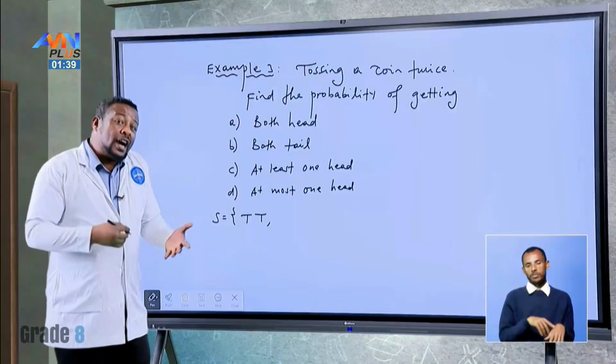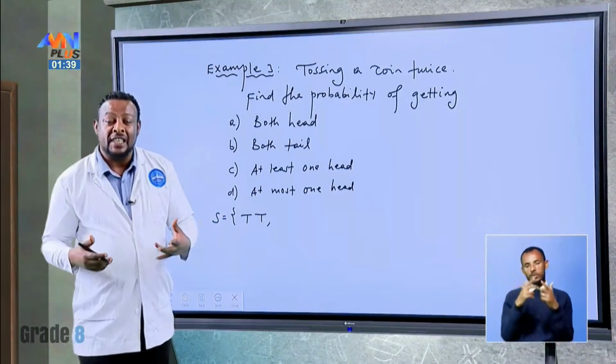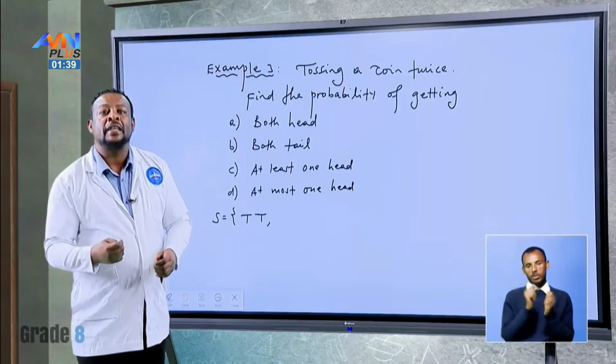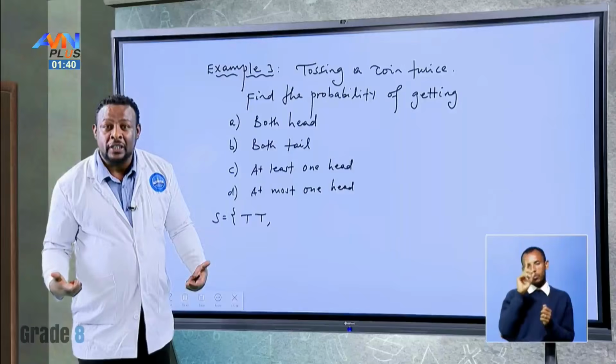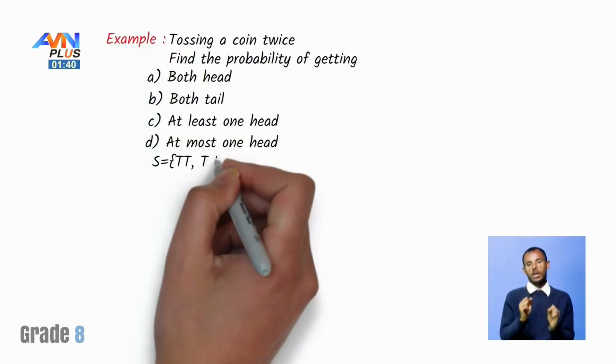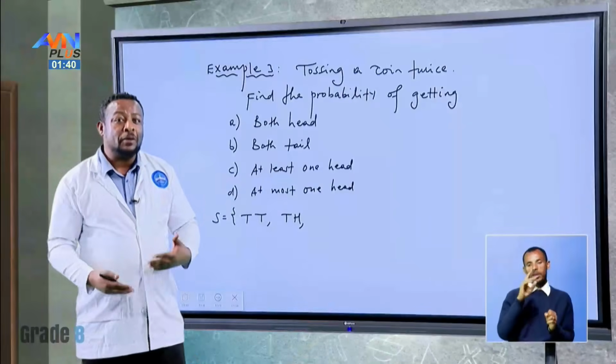Can you tell me the other possibilities in this experiment? You can get both heads, that is one option. The other option, the first can be tail, the second can be head. Can you add the third possibility?